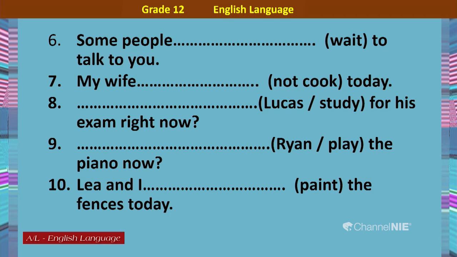Okay, let's look at it. Some people wait to talk to you. Some people are waiting to talk to you. Number 7, my wife is not cooking today. Number 8, Lucas study for his exam right now. It's a question, so you have to take the verb first. Is Lucas studying for his exam right now? Ryan play the piano. Is Ryan playing the piano now? Leah and I are painting the fences today.